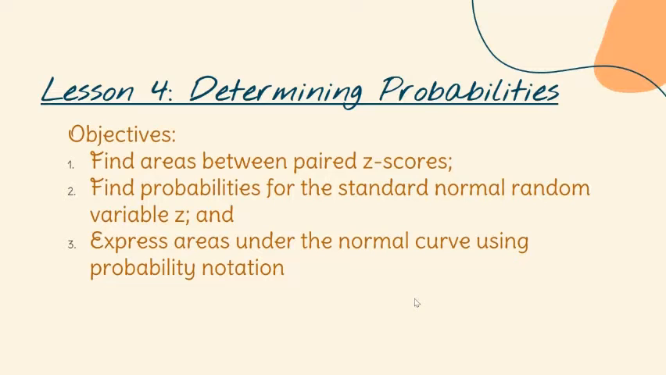Now, let us learn how to use probability notation in equating a desired probability to an area. In our lesson 4, we're going to determine probabilities. Our objectives are: first, find areas between paired z scores. Second, find probabilities from the standard normal random variable z. And lastly, express areas under the normal curve using probability notation.